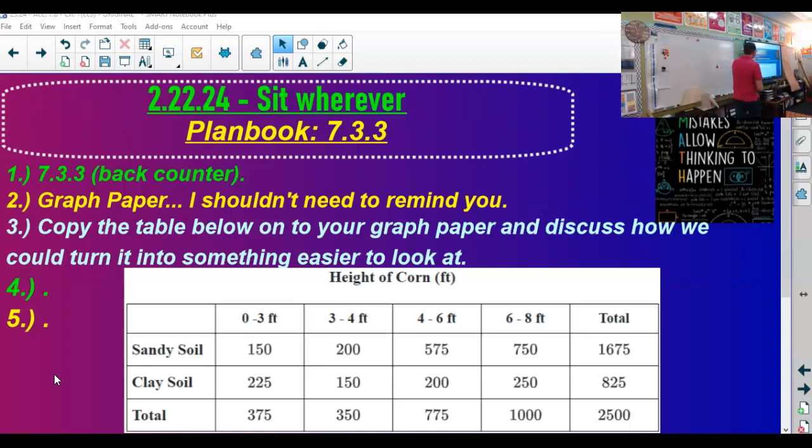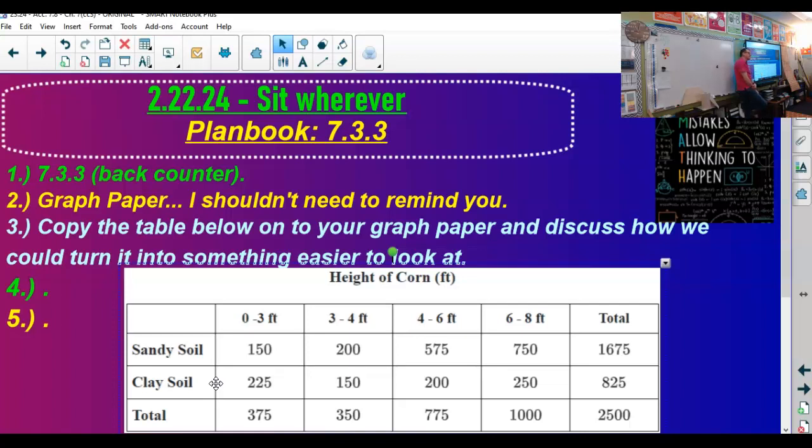So when I compare 150 to 225, that feels like a poor comparison because sandy soil had more plants planted. So what this tells me is clay soil has more, but it's not just a difference of 75. Because clay soil has 75 more, but they planted about half as many plants. So this is kind of a bad table.